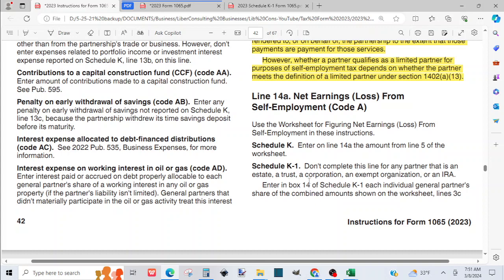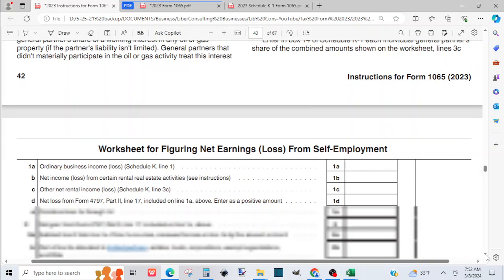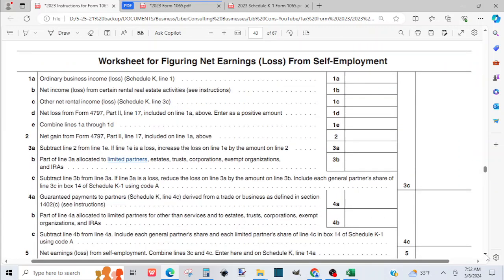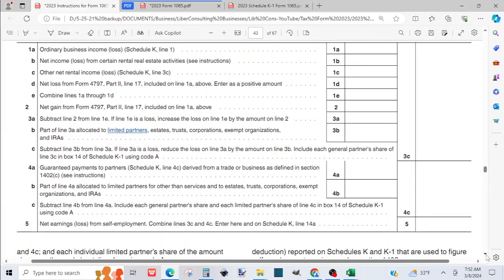calculate the amount. Schedule K-1. Don't complete this line for any partner that is an estate, a corporation, or any organization, or an IRA. But that is the worksheet that you'll be able to complete and determine what will go on line 14A.